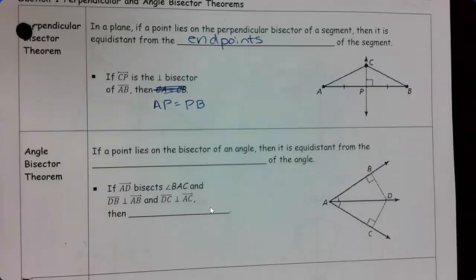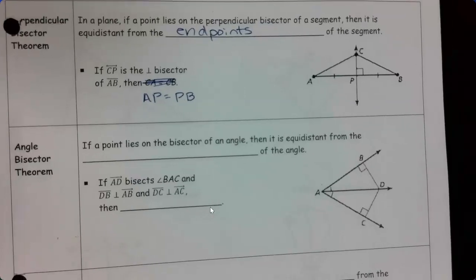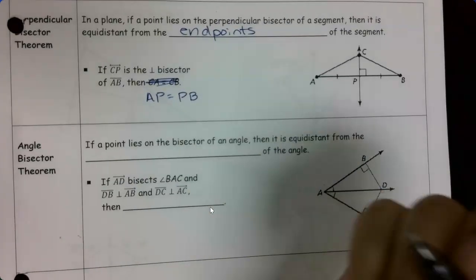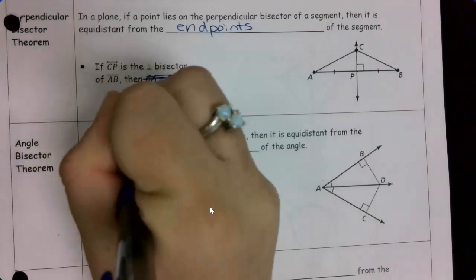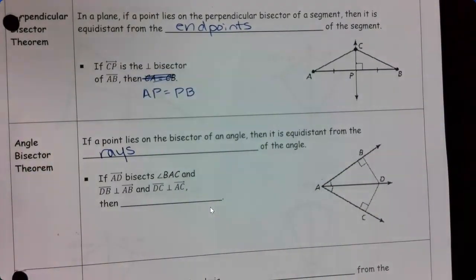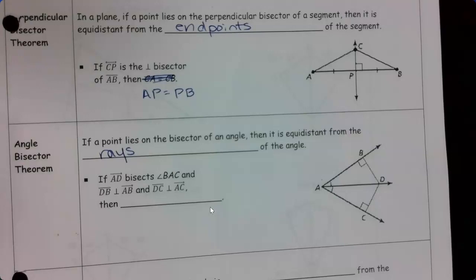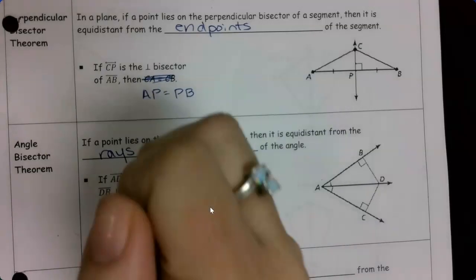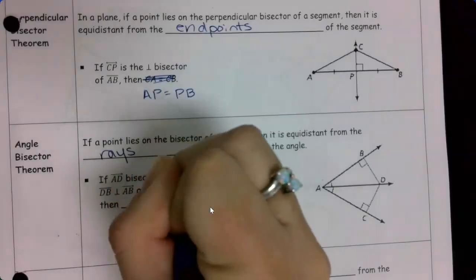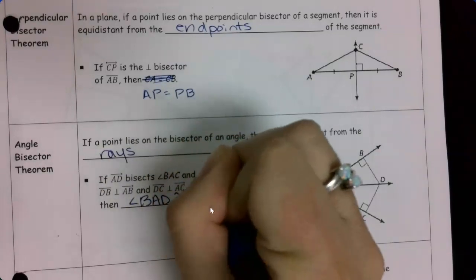The next one I have is the angle bisector theorem. If a point lies on the bisector of an angle, then it's equidistant from the rays of the angle. So AB and AC. So if AD is bisecting angle BAC and DB is perpendicular to AB, and DC is perpendicular to AC, then I'm going to have angle BAD congruent to angle CAD.